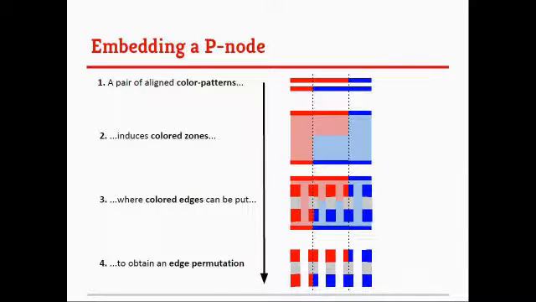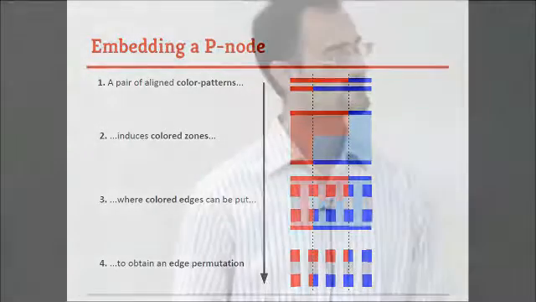This slide shows how an aligned pair of color patterns identifies colored zones where virtual edges with the same color can be placed in order to obtain a permutation with the desired color patterns. And the algorithm that generates the set of solutions simply tries all the combinatorial possibilities of this process.